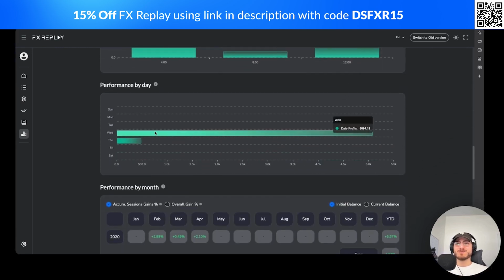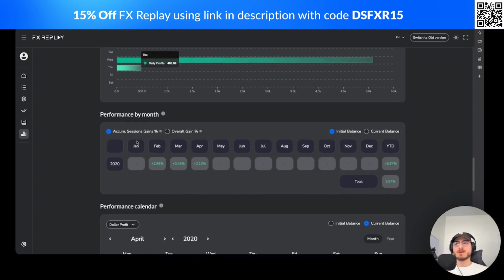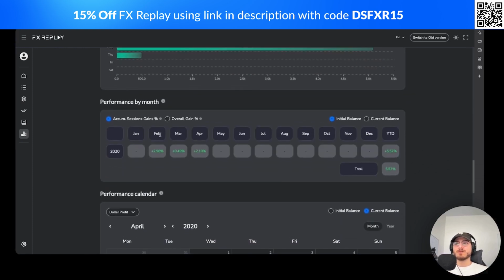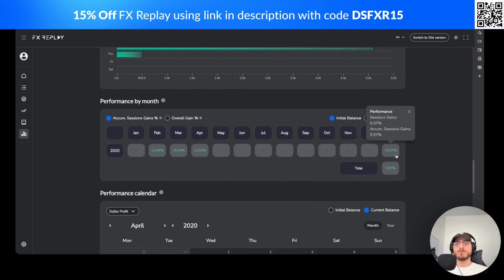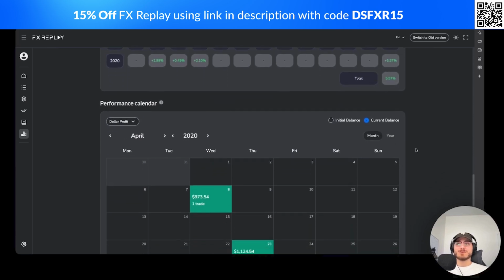You can see Wednesday was when we got the most profit there. Thursday, we got a couple profits there. So Wednesdays are looking really good. You can see that, 3%, 0.5%, 2%, month over month, over to about 5%. I mean, that is looking really good.